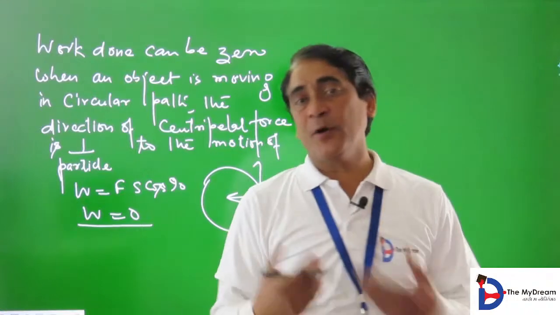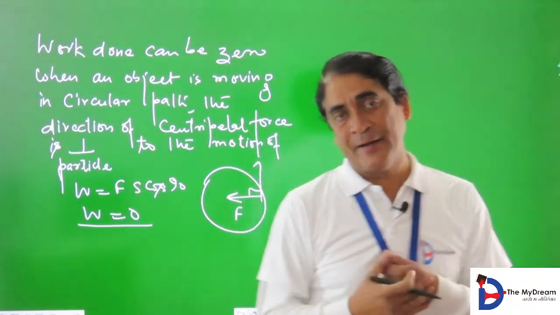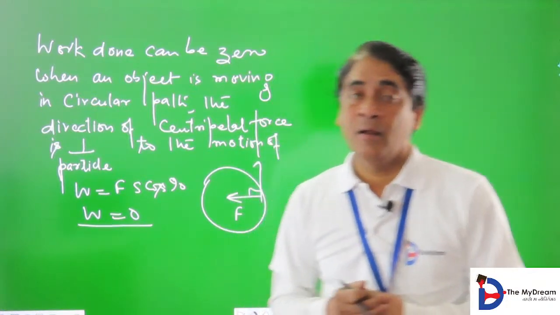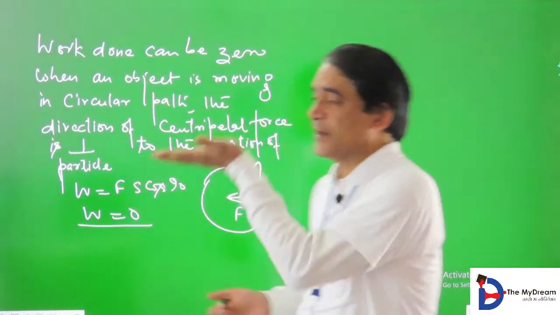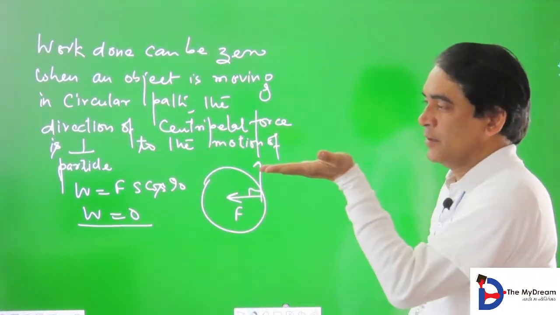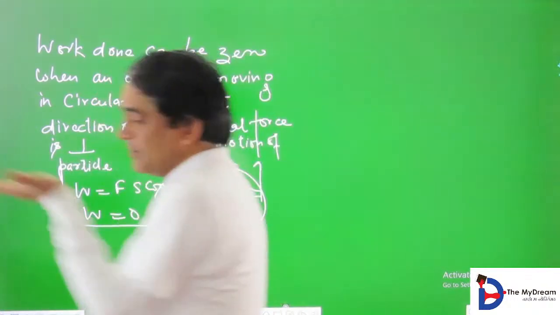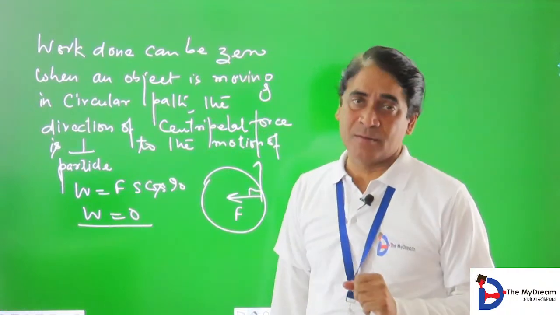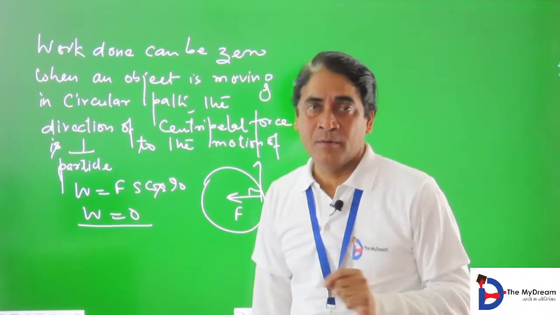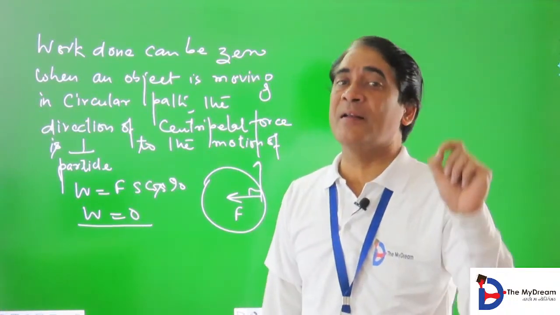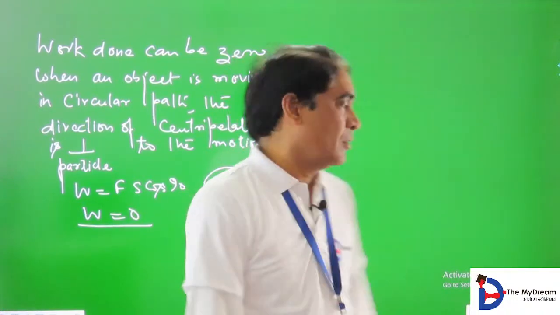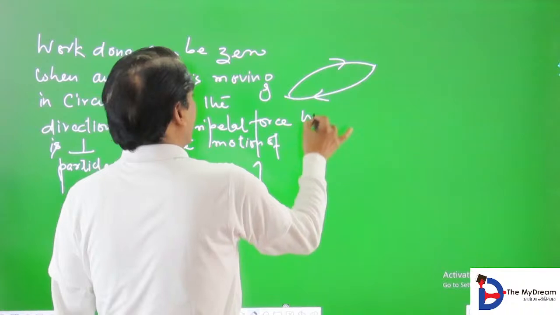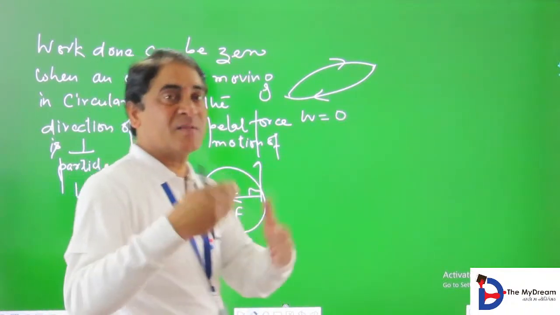So work done can be positive if the value of theta is less than 90. Work done can be negative if theta is greater than 90. If a person is carrying a book like this and he is moving, in that case the work done is also 0. In all the cyclic processes, for a complete circle, the work done is always 0, again because the net displacement is 0.